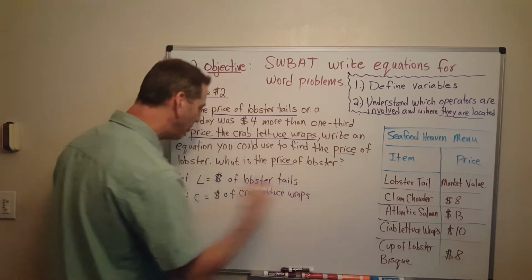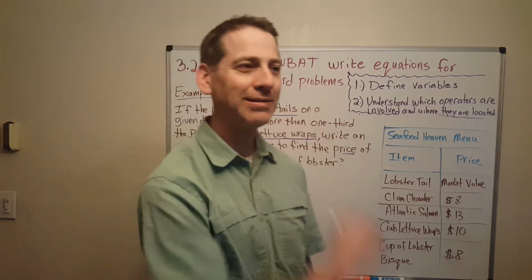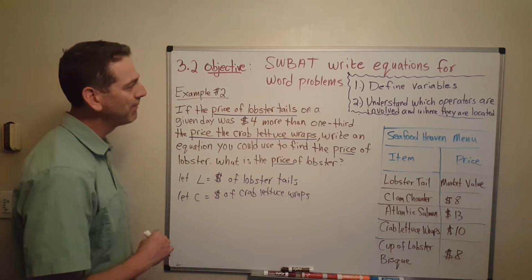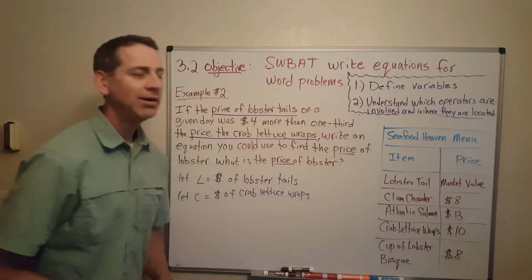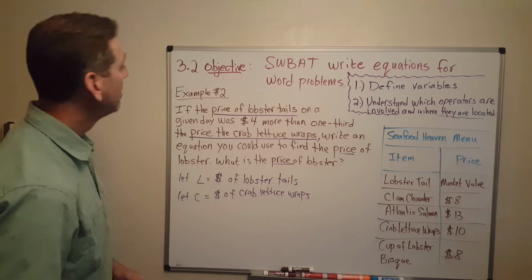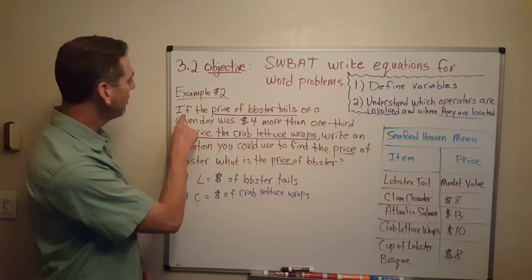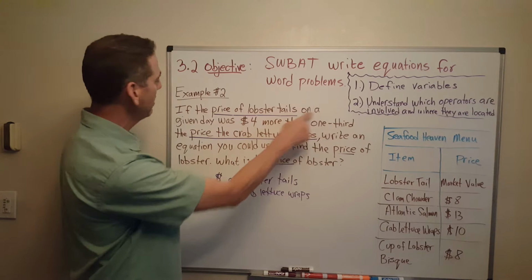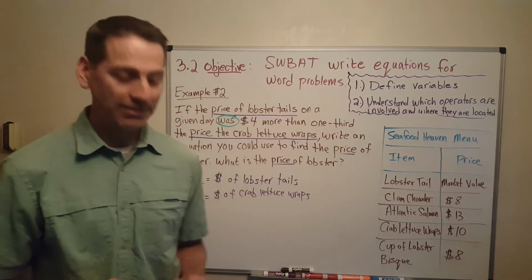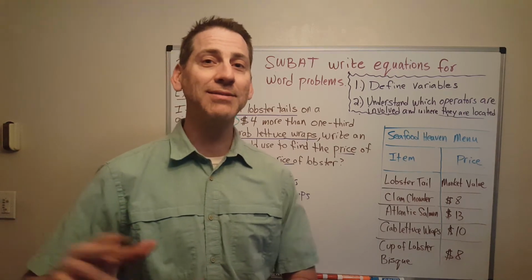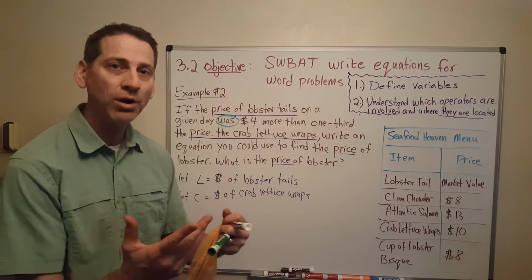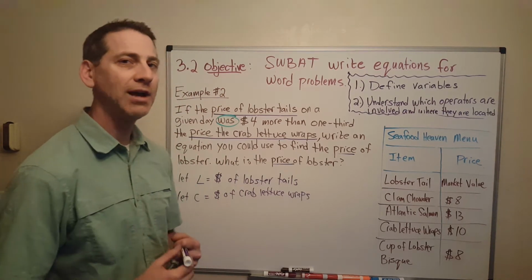Take the time to do this step. It's the first step and it's the most important step. Define your variables. All right? Now we can move on to, which operators are involved here and where should they be located? Okay, so let's start off. If the price of lobster tails on a given day was, see that word was? That's a verb. It's the past tense of is, right? So anytime you see the word is or was or were, it's almost always going to be your equal sign.